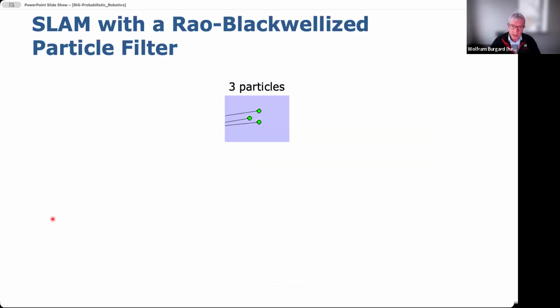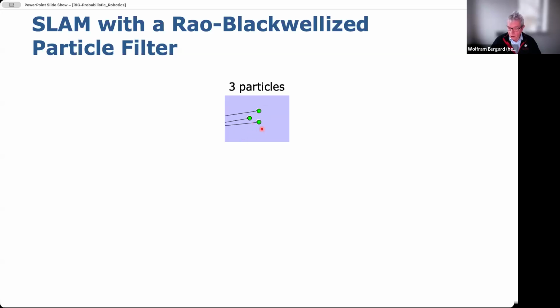If you want to build a map and at the same time figure out where you are, the very famous SLAM problem, simultaneous localization and mapping, where you're not given a map in the very beginning, the robot has to do both at the same time: figure out what the world looks like, and at the same time figure out where it is. You can do the very same thing with the so-called Rao-Blackwellized particle filter. This is how it is called in this case.